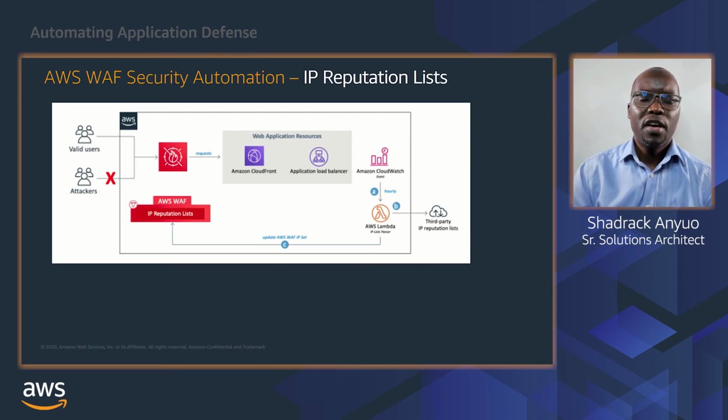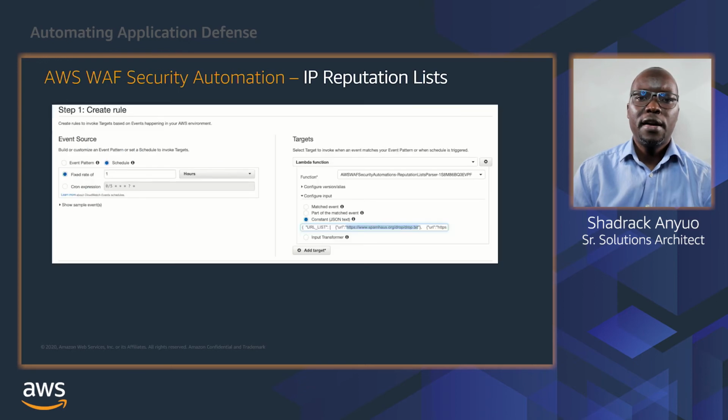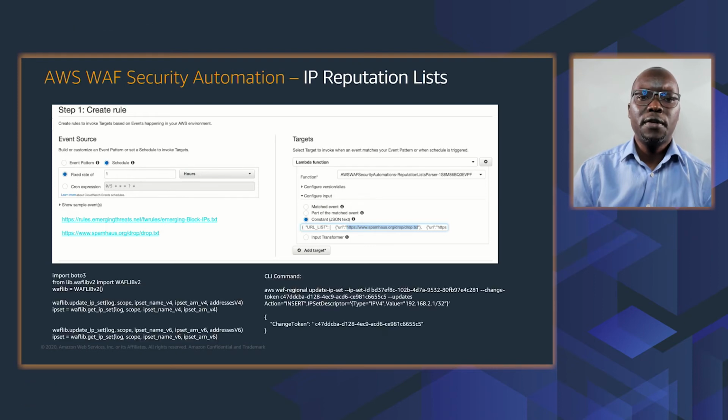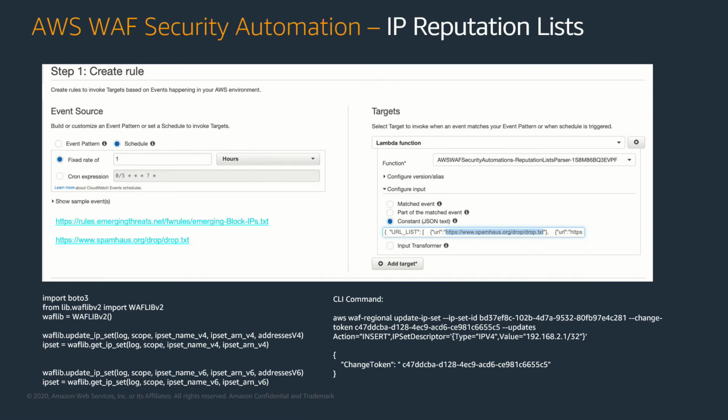This is an example of an event rule configuration where you specify the schedule, the Lambda function, and the input sources. And in this case, this is coming from third-party sources. And this is also a sample of code that you run in the Lambda function to update the IP set list on the WAF service.